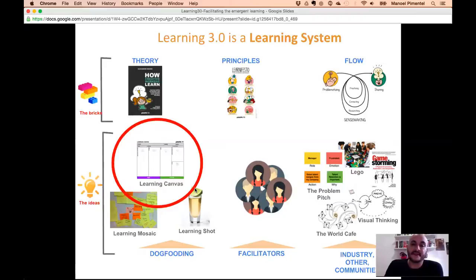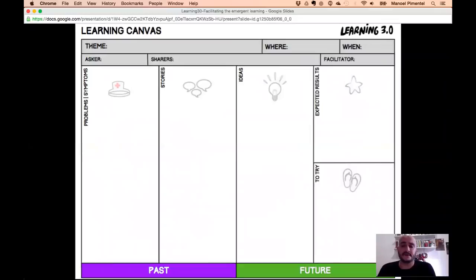Then let's understand a little bit about the Learning Canvas. The Learning Canvas is the most famous tool of the Learning 3.0 world. Basically, this canvas puts in practice the Learning 3.0 flow, because we start with a theme, right? A theme describes the problem, the big problem that we want to solve, okay? After that, we have some descriptions about the problem or the symptoms of this theme, right? And we'll have different points of view about stories and about ideas. And also, to help us understand the problem solving, we need to understand the expected result, right? It's a kind of future state of the situation, okay?